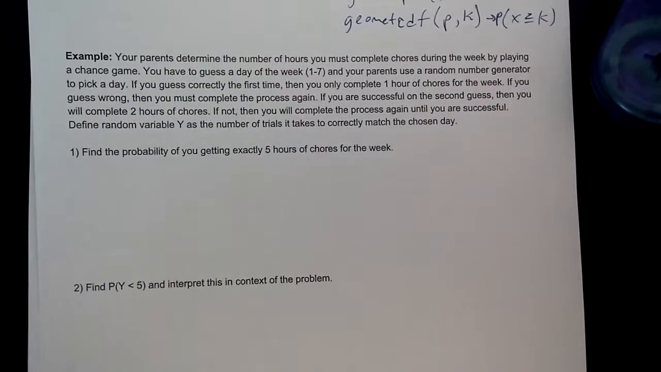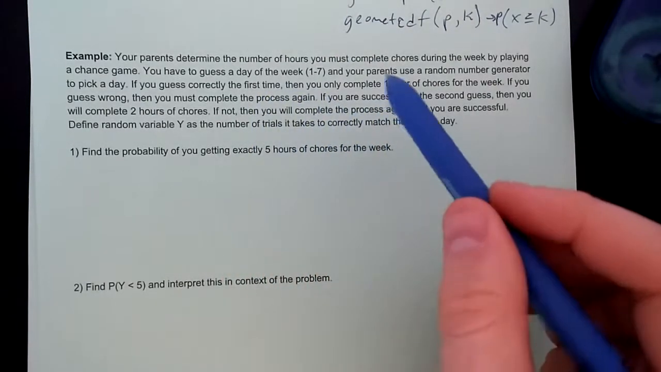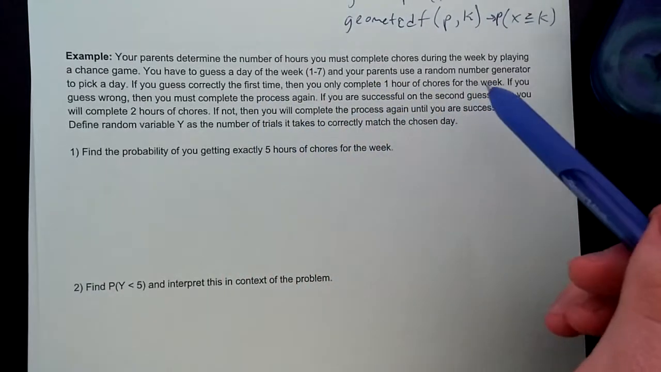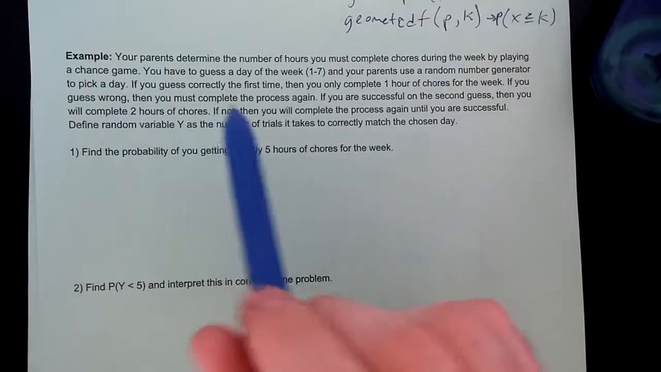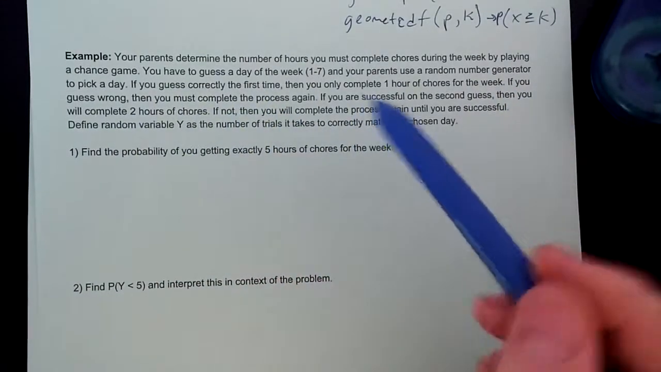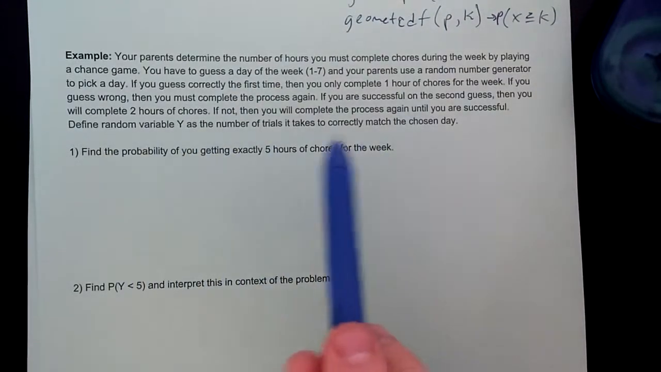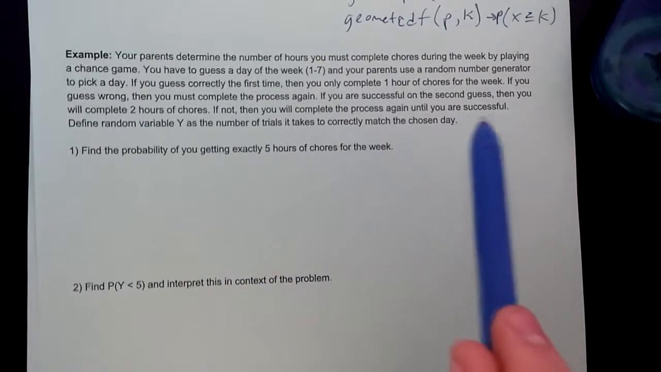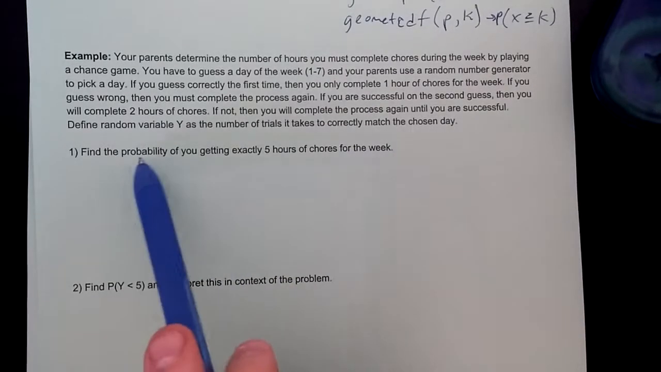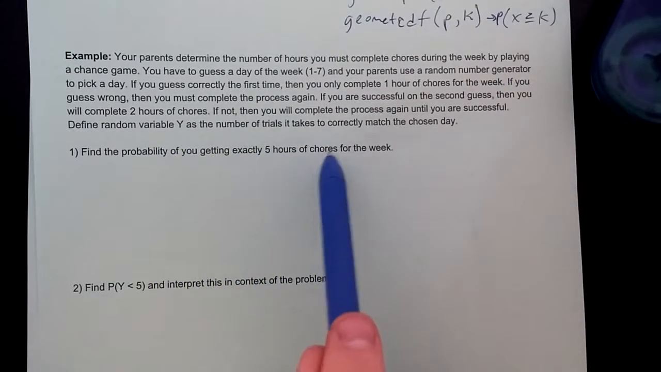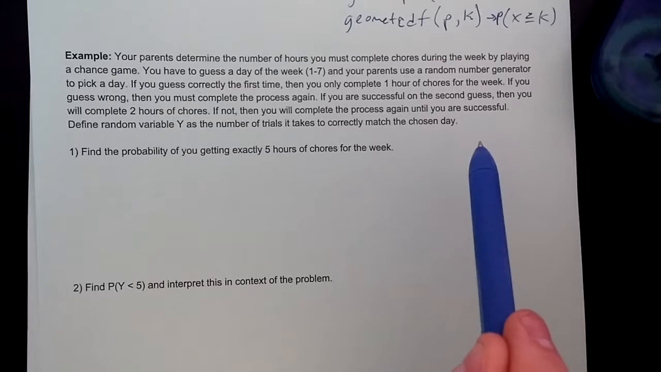Your parents determine the number of hours you must complete chores during the week by playing a chance game. You have to guess a day of the week, 1 through 7, and your parents use a random number generator to pick a day. If you guess correctly the first time, then you only complete 1 hour of chores for the week. If you guess wrong, then you must complete the process again. If you are successful on the second guess, then you will complete 2 hours of chores. If not, then we complete the process again until you are successful. Define the random variable Y as the number of trials it takes to correctly match the chosen day.